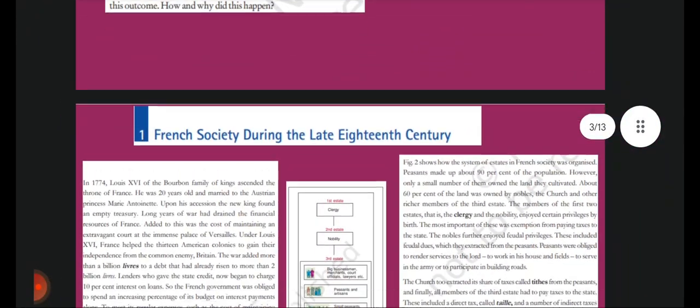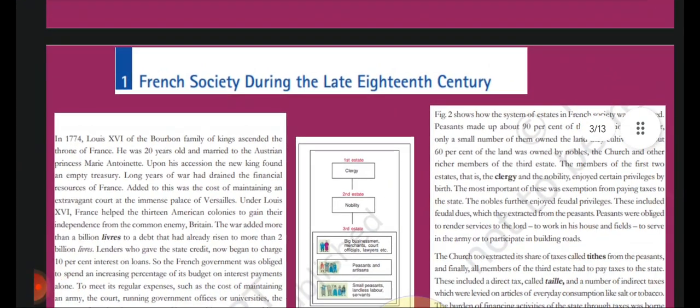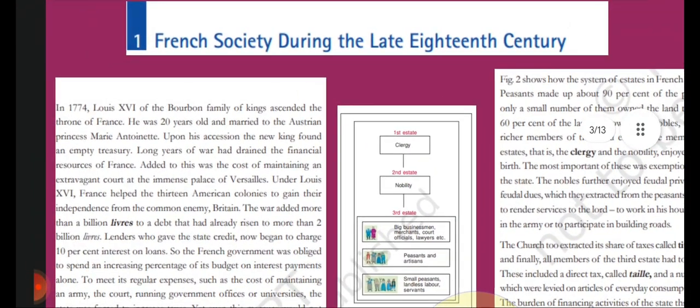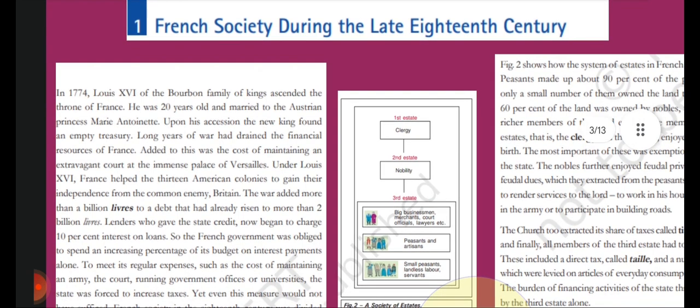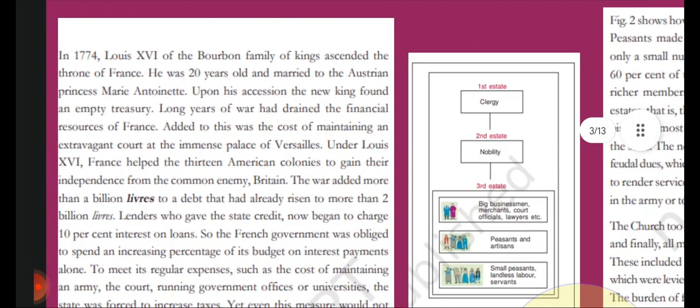So how was the French society? Because if something this huge is to happen, like a revolution where a building is being attacked and people are targeting the king, something must have happened. Something would have been the cause of all these things. So we have to go and understand the society first.